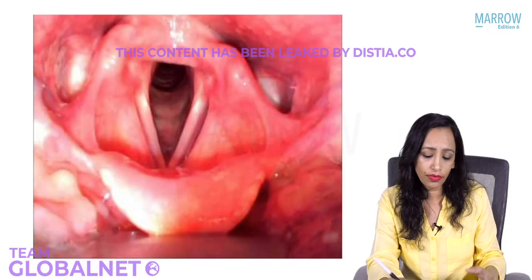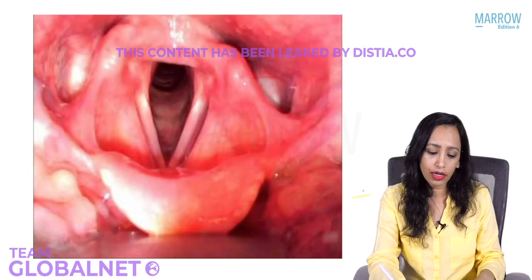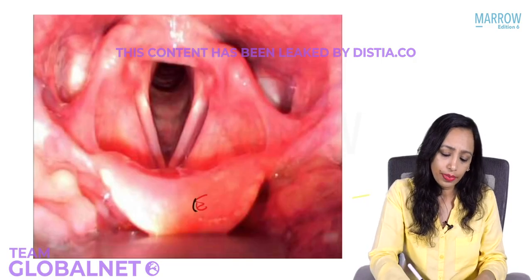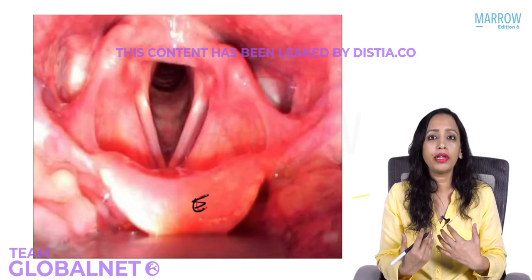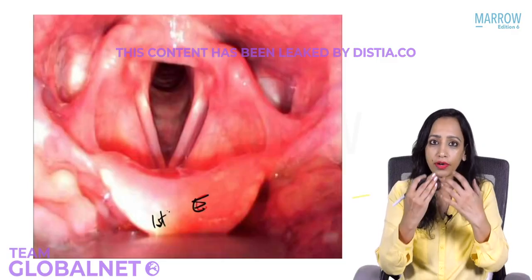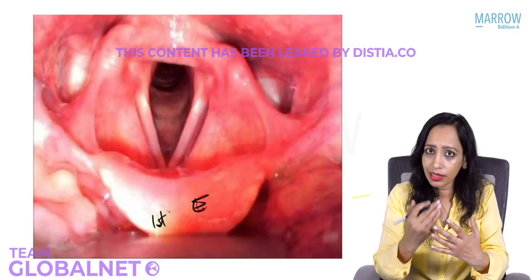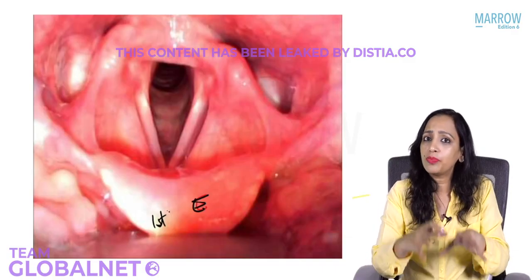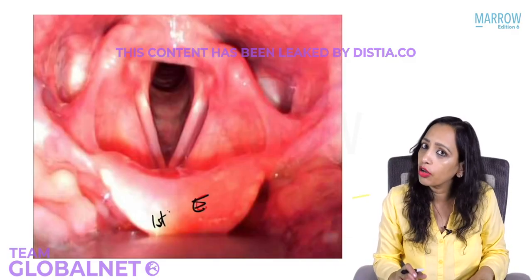When the patient is sitting in front of me, his epiglottis will appear anteriorly. His epiglottis is appearing anteriorly. The first thing that I will be seeing will be the epiglottis, and then I will see the rest of the things posteriorly, right? So if this picture is seen, it means that the patient is sitting in front of me.